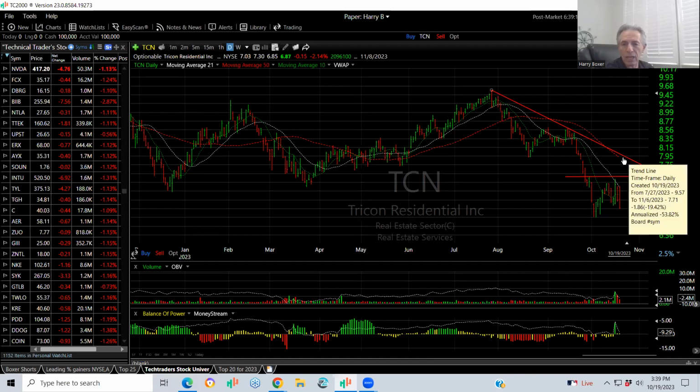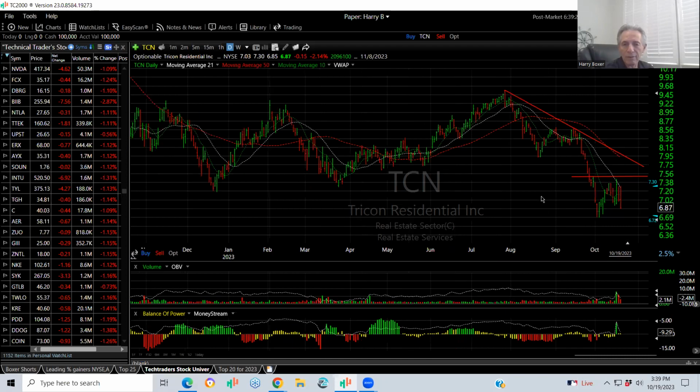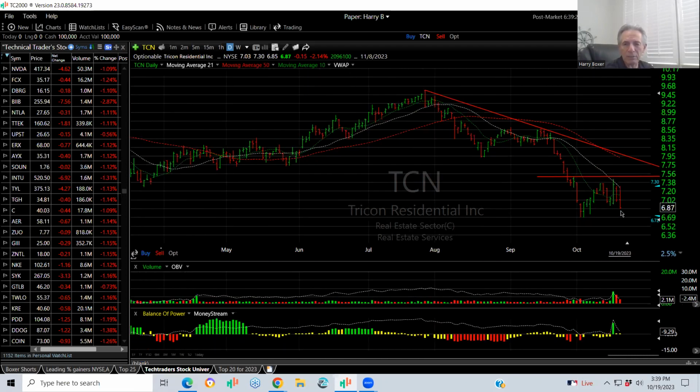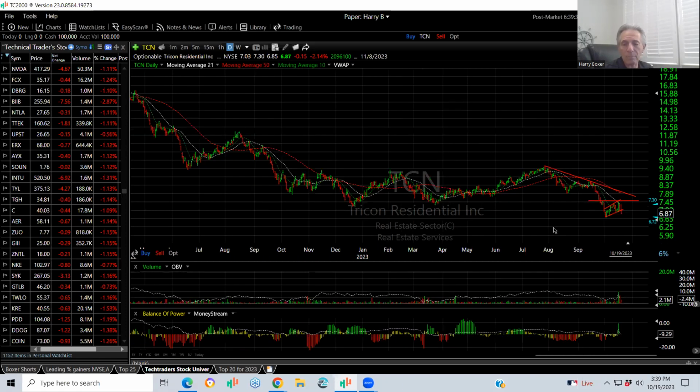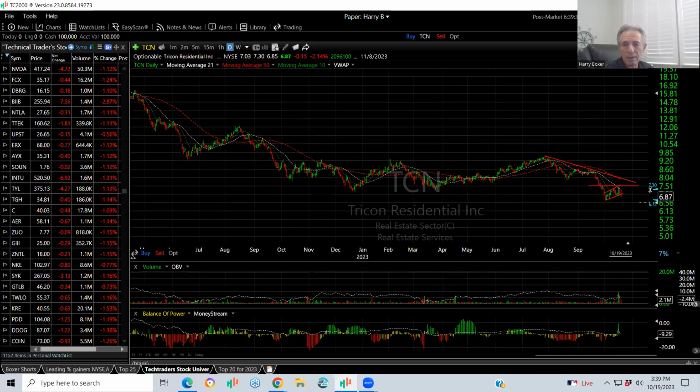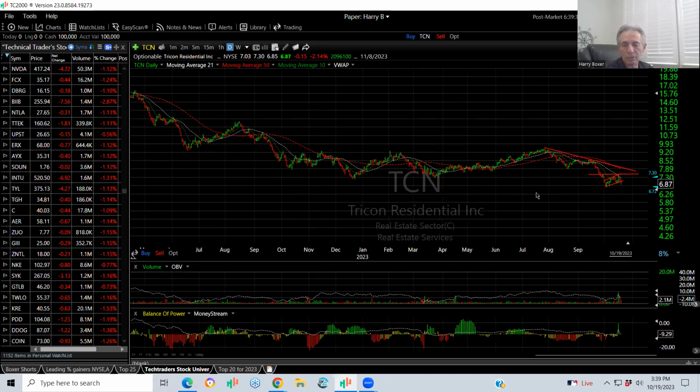Initial resistance is 8, and then 8.5, and eventually 9.5. But for now, especially for today's action, this is a bear wedge, and it may have already broken. And if you're sitting here waiting for the stock to go up, you may have a big surprise in store. I wouldn't be shocked to see $6 or less.